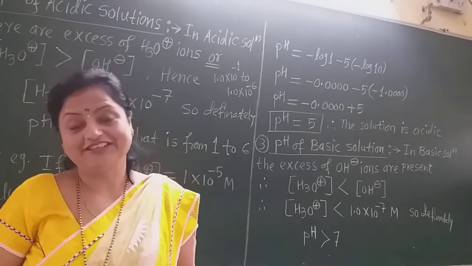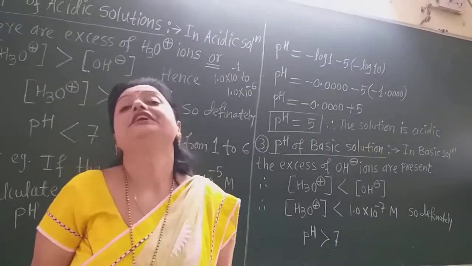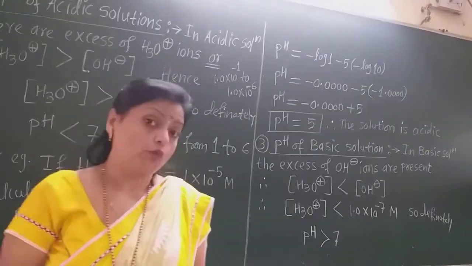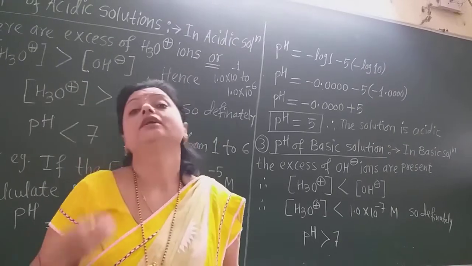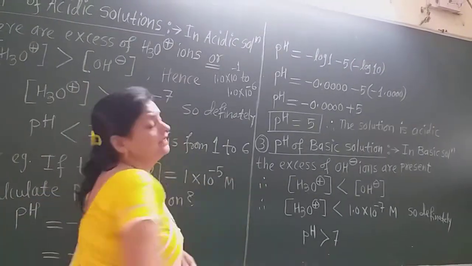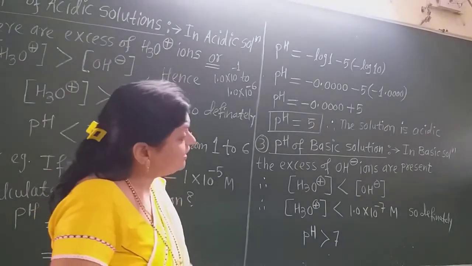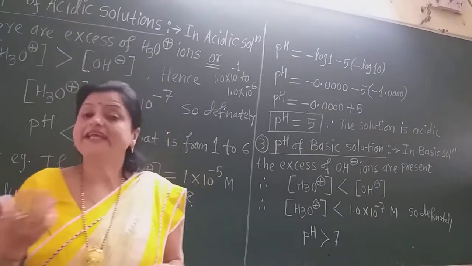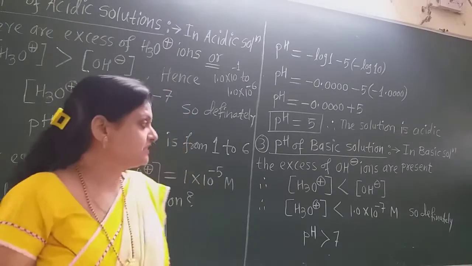In this way we can determine the nature of the solution by calculating the pH of the solution. Now let us learn the third point, that is the pH of a basic solution. How can we determine the pH of the basic solution?